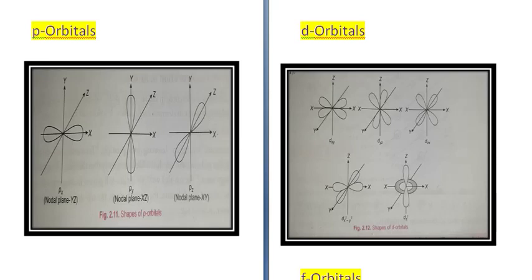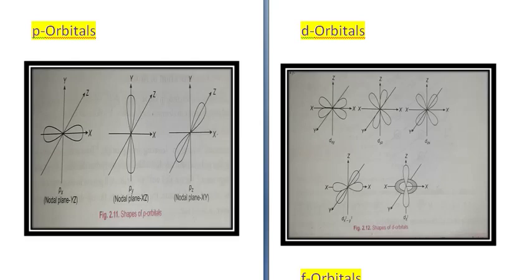So for a given value of n, orbitals px, py, pz have equal energies, that is, they are degenerate orbitals, and they have a directional character. Energy and size of p orbital increases in the order: 2p has lesser energy than 3p, which has lesser energy than 4p, which has lesser energy than 5p.